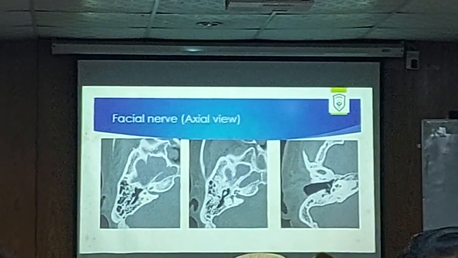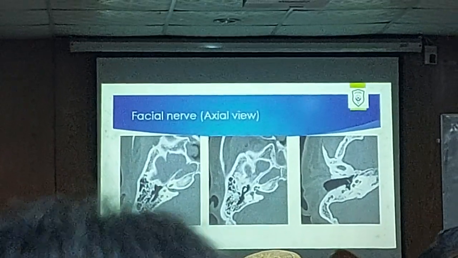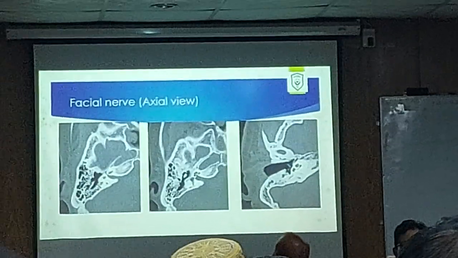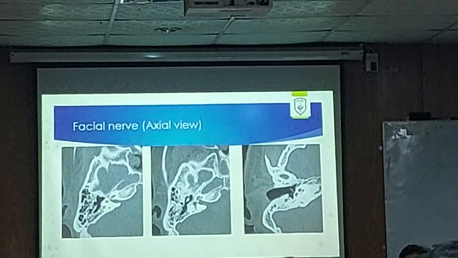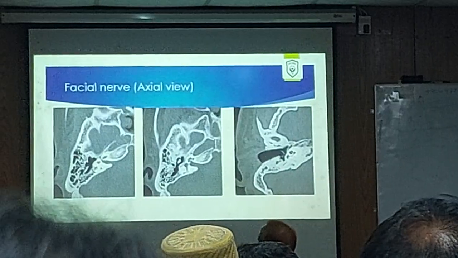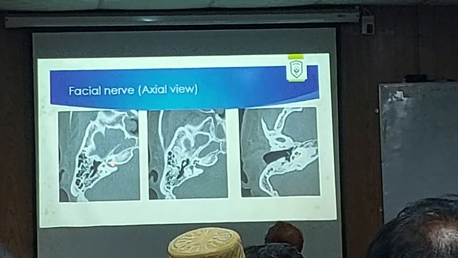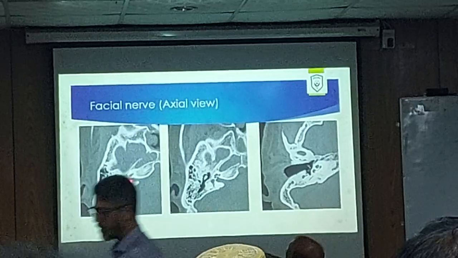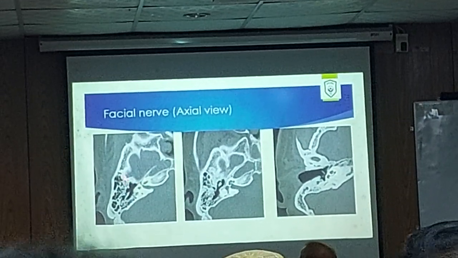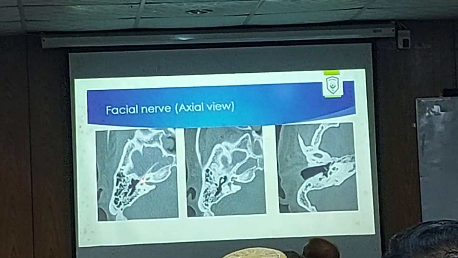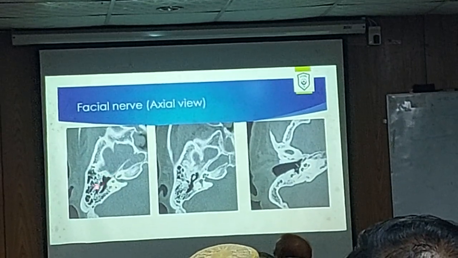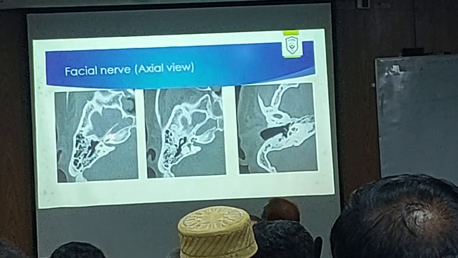Now the facial nerve. The facial nerve you can appreciate in axial and coronal views. In different slices we can see the facial nerve. In the first slice, this is the internal acoustic meatus, and from the internal acoustic meatus the facial nerve enters the middle ear. This is the labyrinthine segment. Here is the geniculate ganglion, and this is the mastoid segment. This is the GSP. This is the GSP.